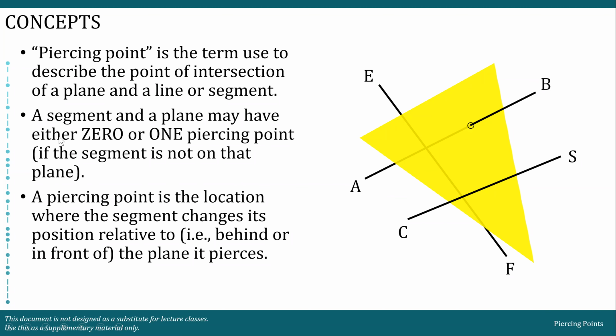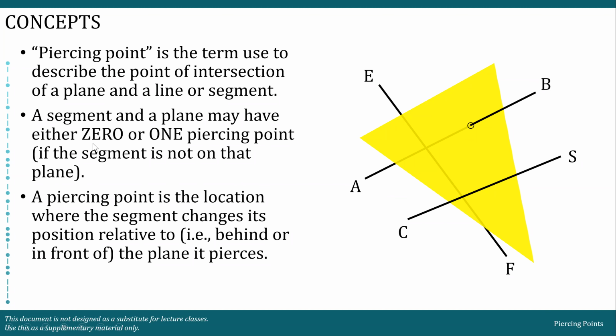Next bullet, a segment and a plane may have either 0 or 1 piercing point. This is applicable if the segment is not on that plane. Meaning, kung yung segment mo, hindi siya nakalapat mismo dun sa plane. Siyempre, kapag nakalapat yung segment mo dun sa plane, then all of those points on your line are also on your plane. So, hindi na siya 0 or 1.